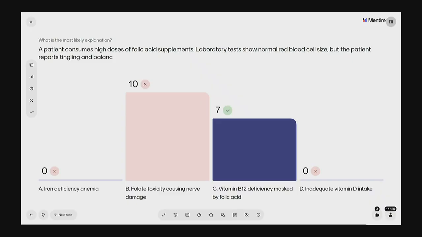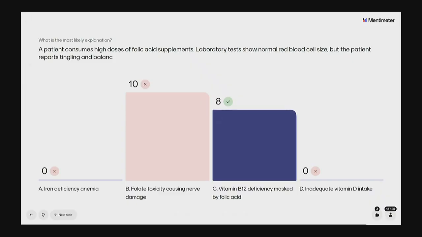What we typically see is that although you might not see the red blood cells changing in their size, you will still have the neurological damage as a result of vitamin B12 deficiency going on. When they look at the blood cells, it will not show that you have anemia related to folic acid, right? And so the correct response is vitamin B12 deficiency being masked by folic acid.